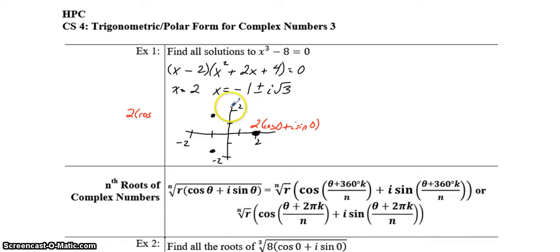Again, when I'm looking at this, I recognize the 30, 60, 90 right there. How do I know that? Leg, other leg. The long leg is square root of 3 times the short leg. So the hypotenuse, the r, is that. And so this is pi over 3. So that's 2 cosine of 2 pi over 3 plus i sine of 2 pi over 3.